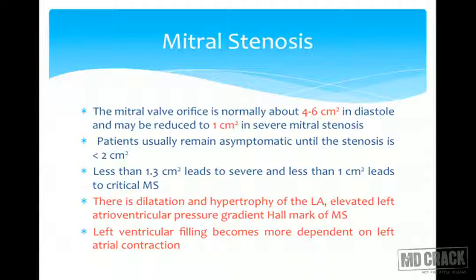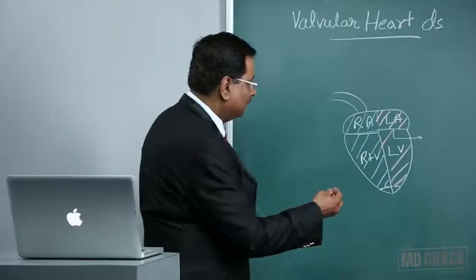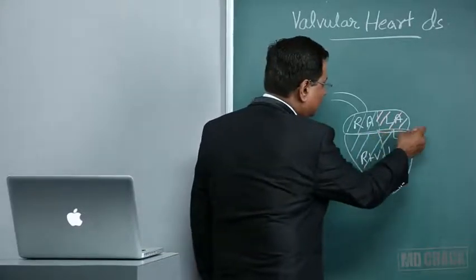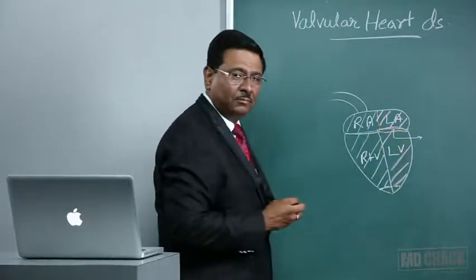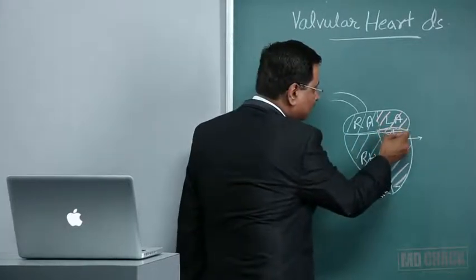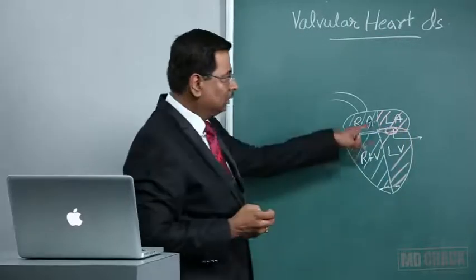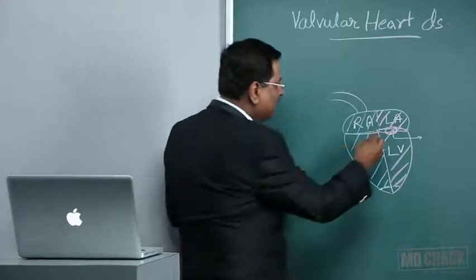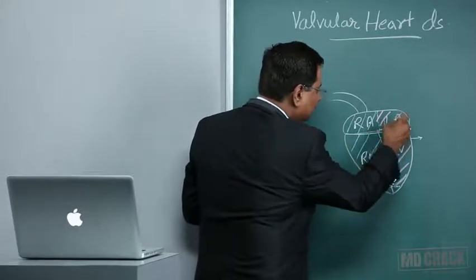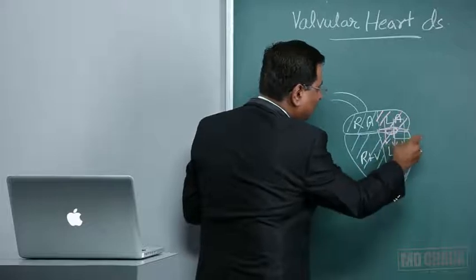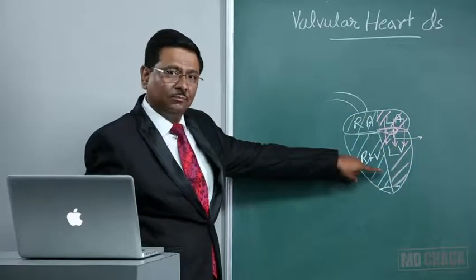There is dilatation and hypertrophy of the left atrium. Elevated left atrioventricular pressure gradient is the hallmark of mitral stenosis. I'll try to make you understand here. Mitral valve is located between the left atrium and the left ventricle. Wherever this orifice is shortened or there is stenosis, definitely there is resistance to flow of the blood from left atrium to left ventricle, right?